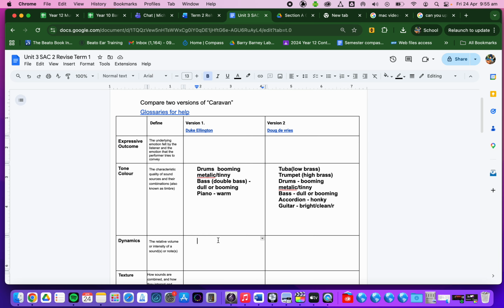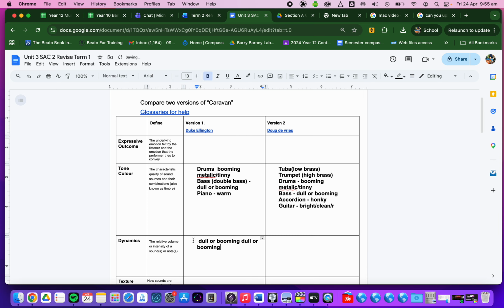All right, so dynamics is a little bit more of an easy element to understand. It's simply the relative volume or intensity of sounds or notes. So we spoke about what the causes of the dynamics are. We need to be roughly familiar with PP being pianissimo, piano, MP, MF, F, FF. So what does that mean? Double P is pianissimo, very soft. Piano is soft. Mezzo piano, moderately soft. Mezzo forte, moderately loud. Loud, and very loud.